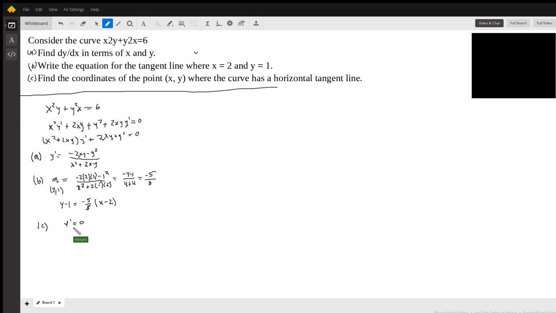So I'm going to factor out the y, and I'm going to ignore the negative. So it's y, or if you want negative y, times 2x plus 1 equals 0. That gives us two answers. Either y is equal to 0, or x is equal to negative 1/2.